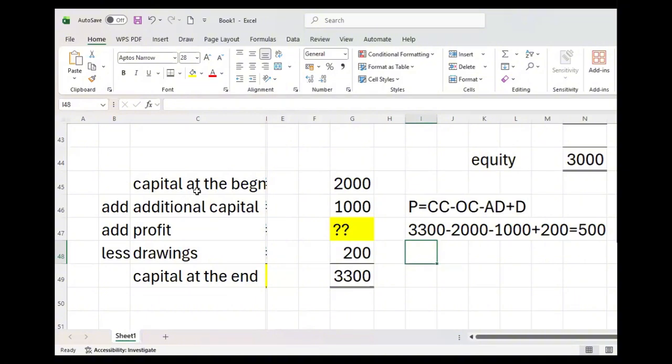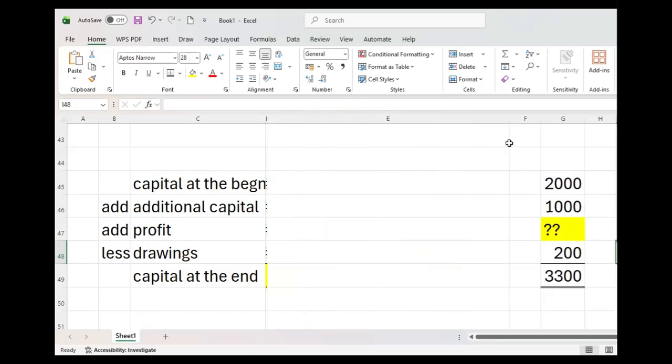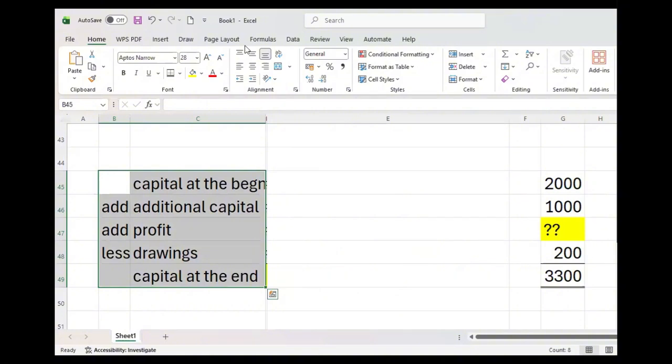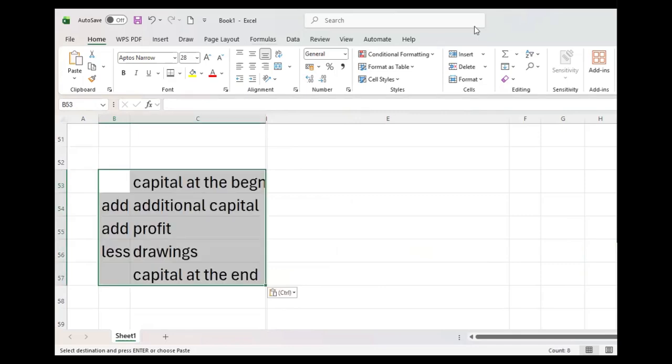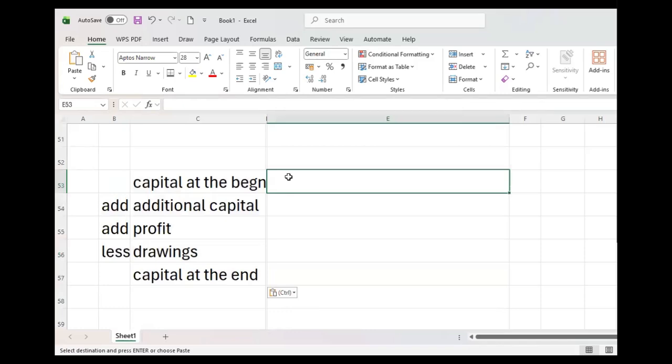If you watch this here, let me move this away. Look at this one: capital at the beginning. Let me copy this and put it here. So capital at the beginning. Remember what we said at first: net assets is equal to what? Equity. Do you remember? Assets minus liability equals what? Equity.